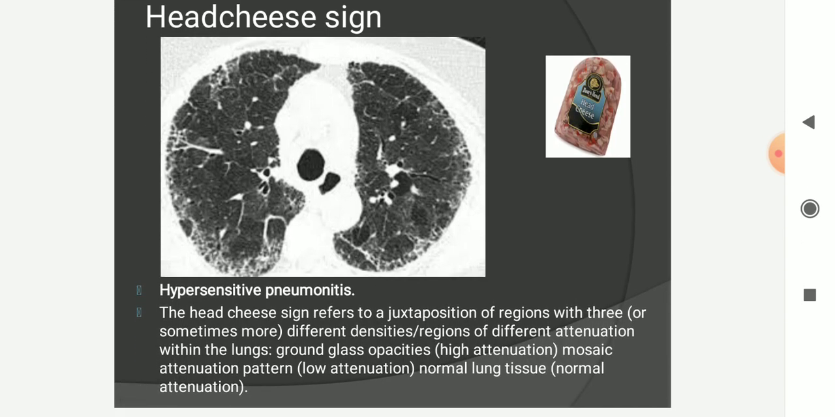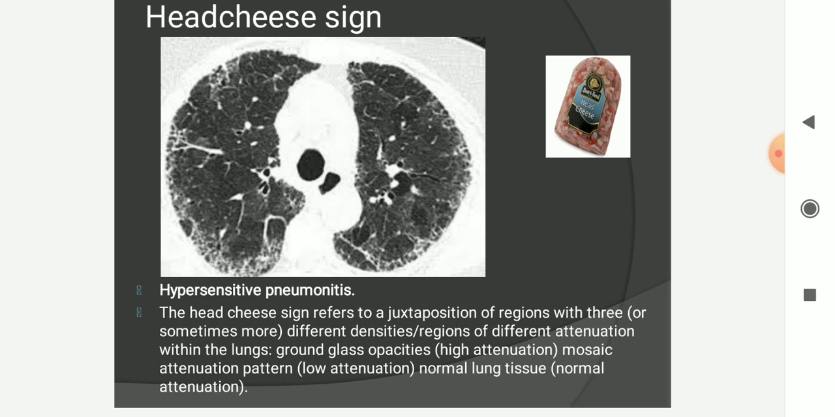Headcheese sign. Headcheese sign is also related to lung abnormality, and it is most commonly seen in hypersensitivity pneumonitis. The Headcheese sign refers to a juxtaposition of regions with three or sometimes more different densities, or regions of different attenuations, within the lung. Ground glass opacities, that is high attenuation, mosaic attenuation pattern, that is low attenuation, and normal attenuation. So we can see that there are three different densities.